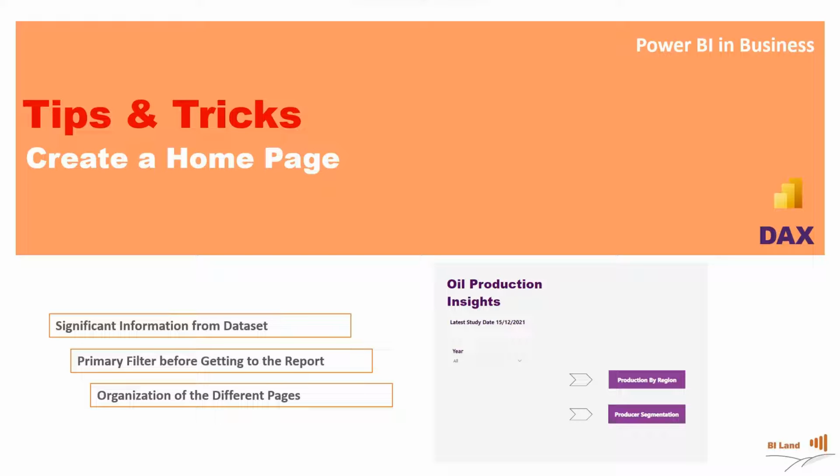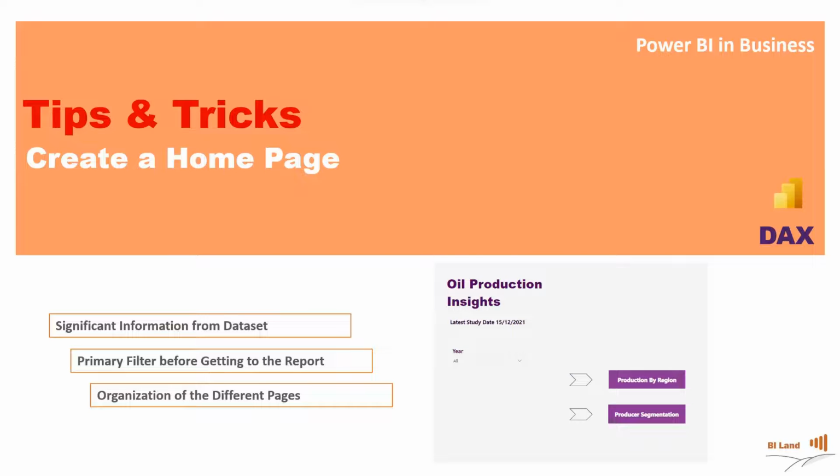Sometimes your client wants to have a home page in the report. In fact, he wants to use buttons to enter different pages in the report. He might also want some information like last update date in the same page. Additionally, he would like to put all the filters in that page and then enter the report. Therefore, today we are going to see how to create a home page hosting buttons, information, and filters. This is going to be a very useful video to build an ergonomic report.